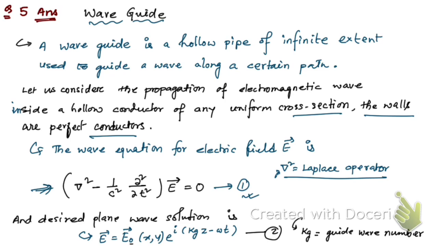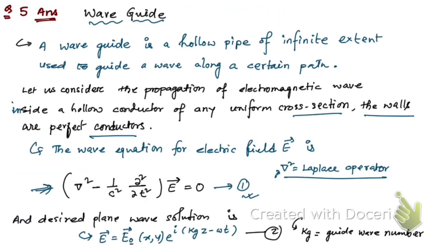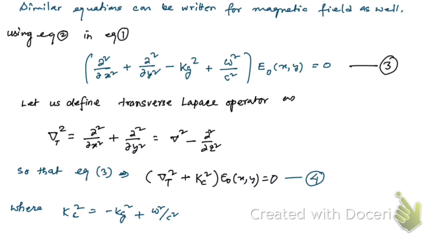Let me go to the next slide. Like for the electric field, we can write similar equations for the magnetic field as well, but we are not going to write all the equations here. Using equation number 2 and equation number 1, we can write this equation.